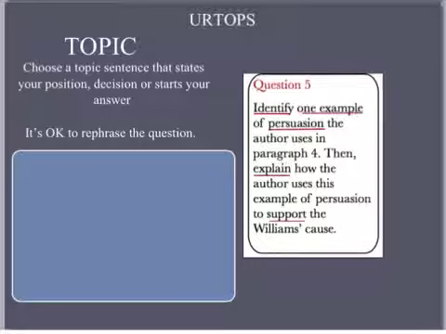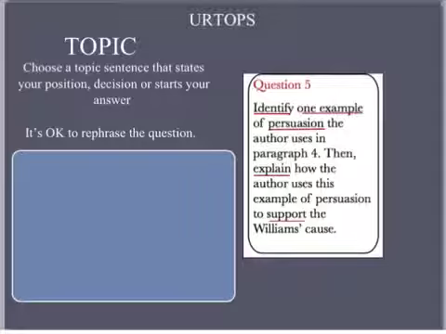Our next step is the topic. This is where we choose a topic sentence that states our position, states our decision, or starts our answer. Now, if you're stuck, it's okay to rephrase the question. Here's a tip. Write down in the margin before you write in your answer booklet. Now, trust me, there's going to be plenty of room on your test booklet to write down or sketch out your topic. Here is one way to write your topic for this response.